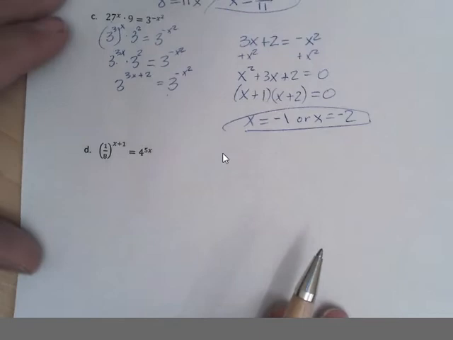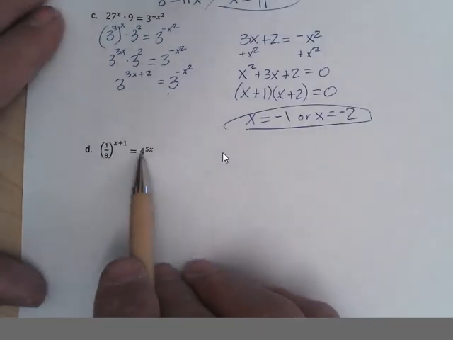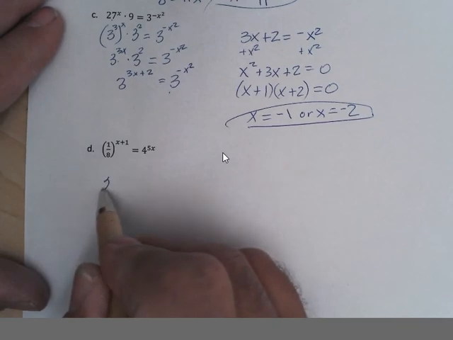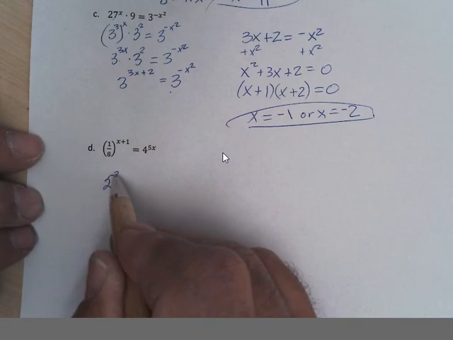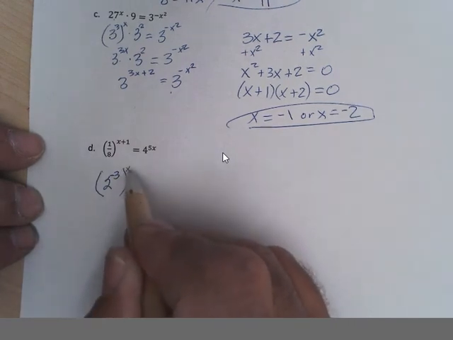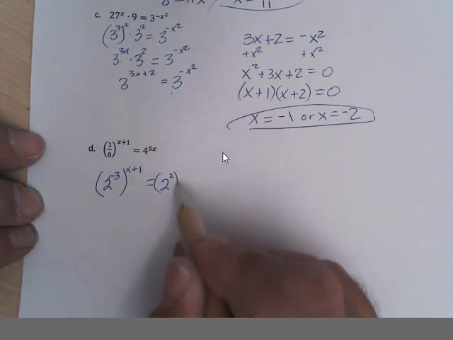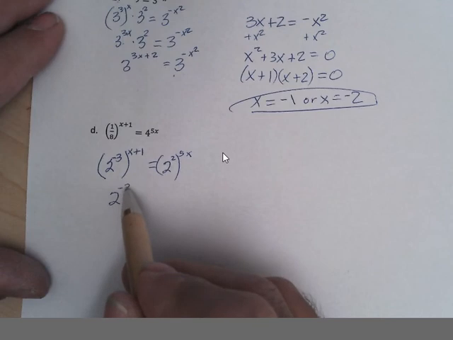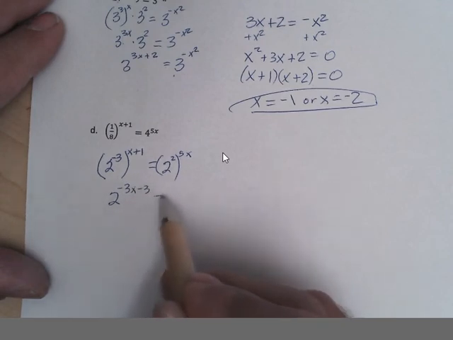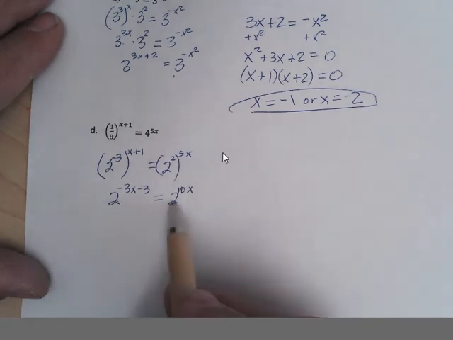And finally, 8 is 2 to the third, 4 is 2 squared, so 2 is going to be my base. 2 to the third, but it's in the denominator, so it's 2 to the minus 3 to the x plus 1 equals 2 squared to the 5x. So it's 2 to the minus 3x minus 3 equals 2 to the 10x. Same base, so the powers must be equal because they're equal.